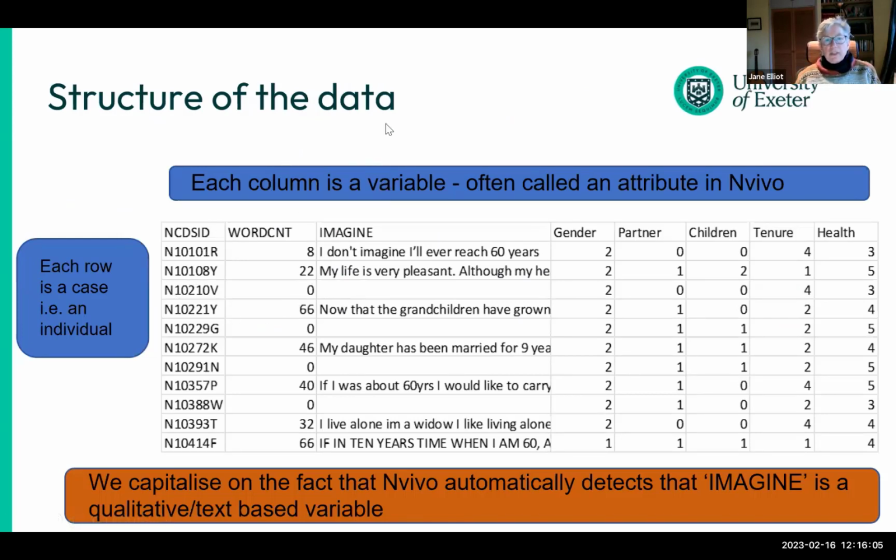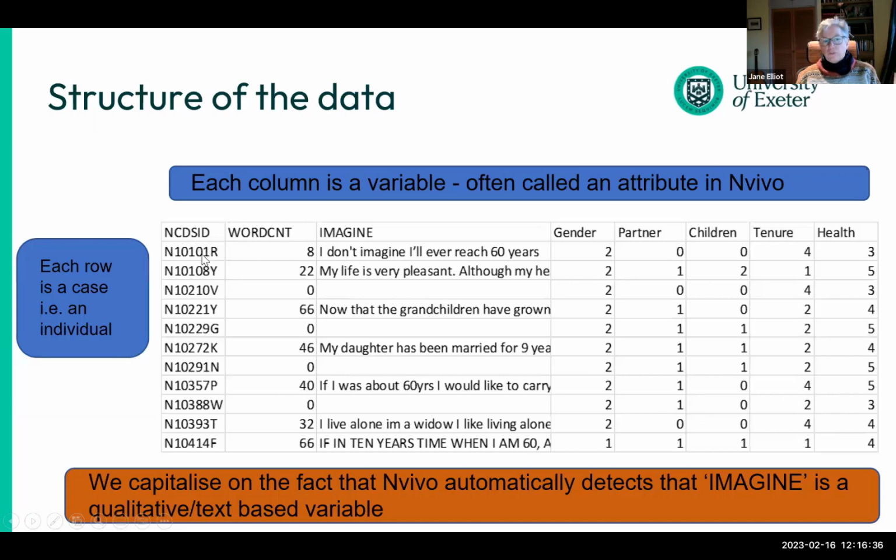So we might think of the data as being like a rectangular data set. Each row of the rectangular data set is a case, in this case, an individual cohort member who's age 50, and each column of the data set is a variable. And this is what would be called an attribute in NVivo. So you can see along the top here, NCDS ID is the unique identifier within the data set.